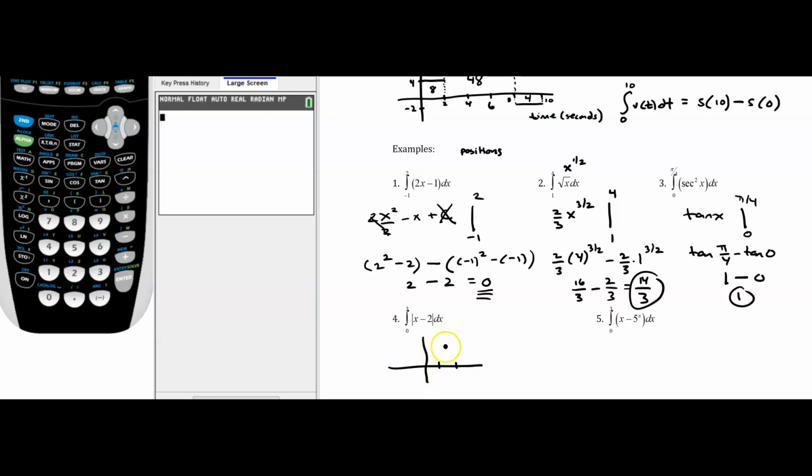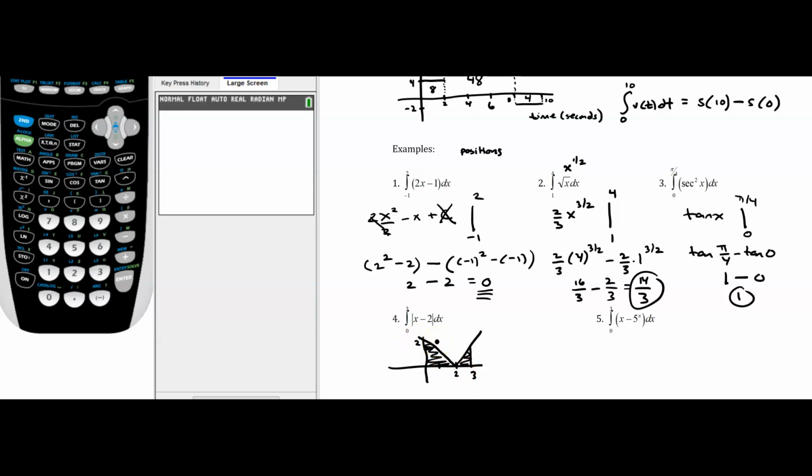X minus 2 is going to look like this. It's shifted right 2. And if I'm doing the net area bounded by that function and the x-axis from 0 to 3, then I'm actually looking for this area as well as this area. And that's crossing that y-axis right at 2 there.